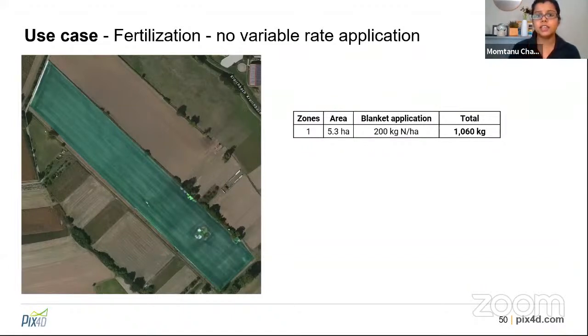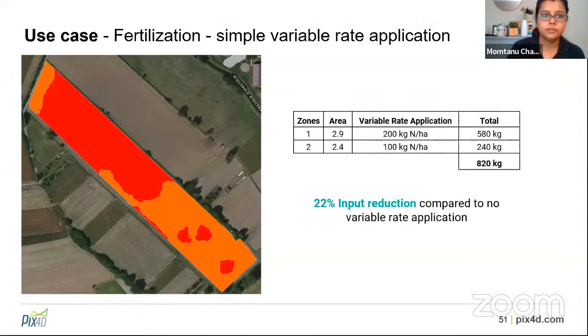Here is a case of the same wheat field. It's 5.3 hectares. And here, it was just one application, 200 kg nitrogen per hectare. There was no variable rate application. The whole field had this rate of application. In this one, what was done? It was divided into two zones, and the red zone means less NDVI. That means it's more stressed. So there, you give more fertilizer, and for the healthier zone, you give less fertilizer, and that reduced the input 22% compared to no variable rate application.